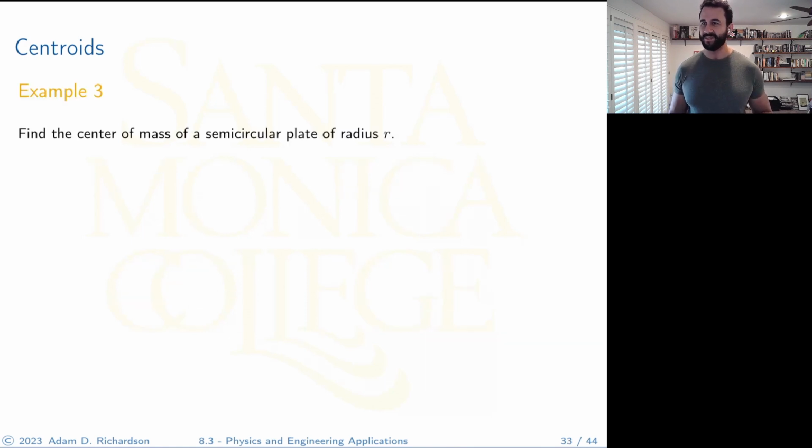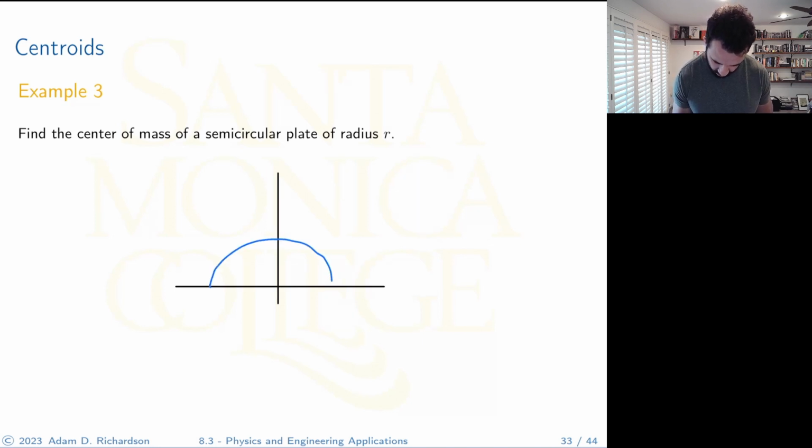So let's apply these methods. Let's find the center of mass of a semicircular plate of radius r. This is one that I want you to try on your own, but I'm going to draw a picture just to emphasize what's going on. So I can draw a better picture than that. Here's the setup. Here's a semicircle. Pretend that's a perfect circle. That's negative r, that's r. My question to you is, where is x bar, y bar?